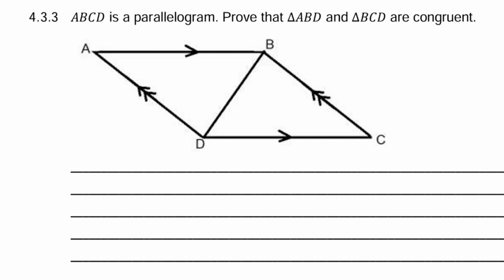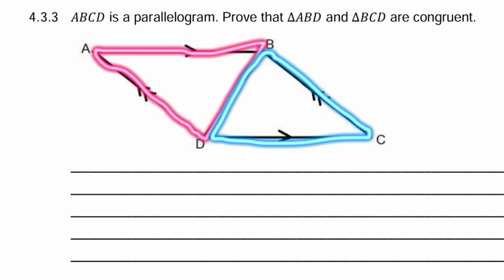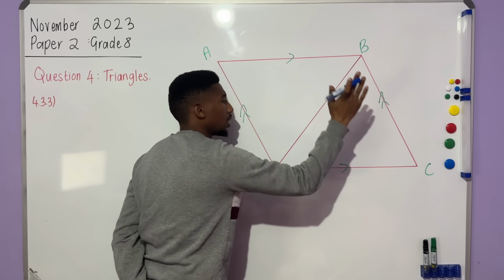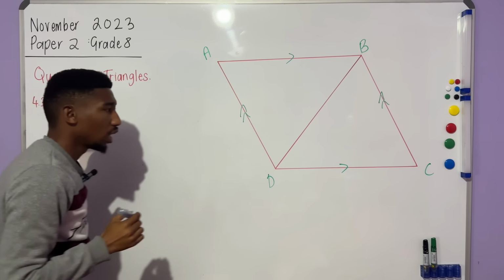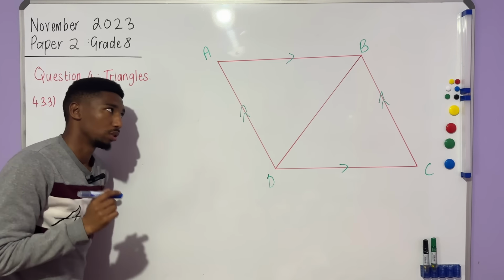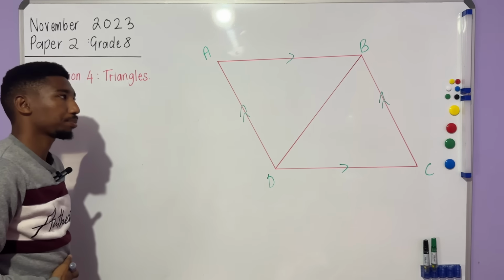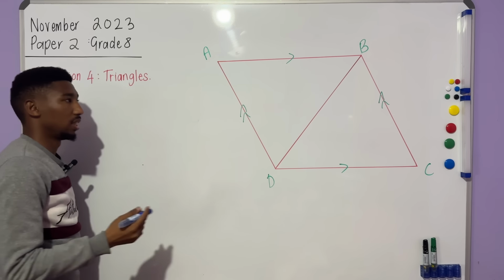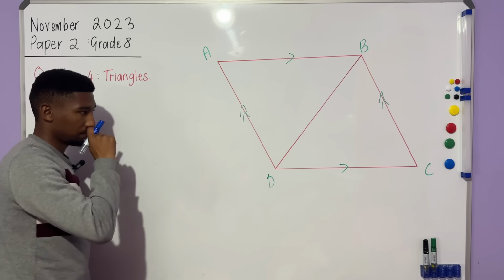In question 4.3.3, ABCD is a parallelogram. Prove that triangle ABD and triangle BCD are congruent. So in other words, as you can see, there are two triangles, one facing that way, one facing down. And we need to prove that this triangle is congruent to this triangle. And remember, there are conditions for congruency. If it is met, we know that it is two congruent triangles.